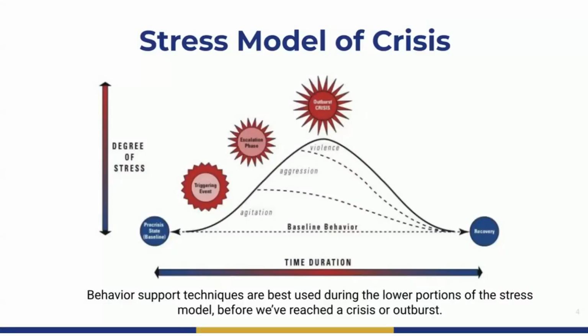First, the stress model of crisis. Remember that a crisis occurs when a young person's inability to cope results in a change in behavior. The goals of crisis intervention are to support and teach the student better ways to cope with the stress. Behavior support techniques are best used during the lower portions of the stress model, which is before we've reached the crisis or outburst up at the top.